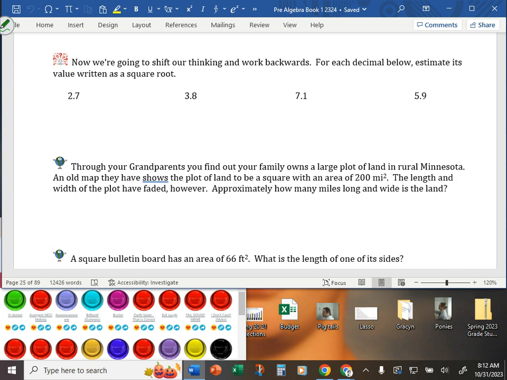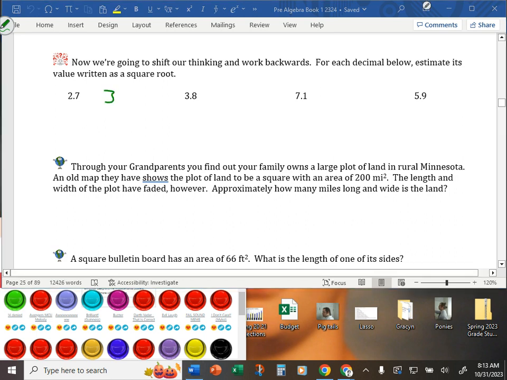So who's got an idea of what the original root would be for approximately 2.7? The square root of 9. Okay, so the root of 9 is going to be exactly 3, right? We can still use our charts to help us because 3 is the next integer here. 3 is equivalent to the root of 9.